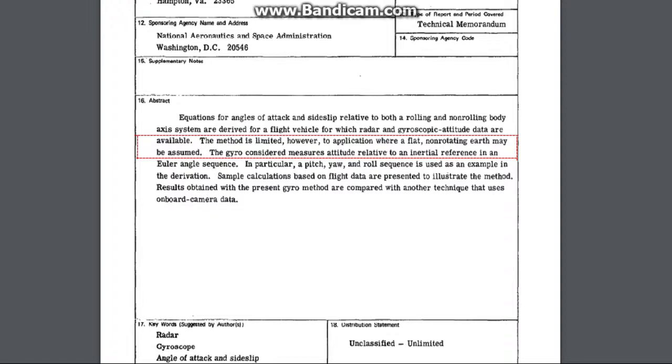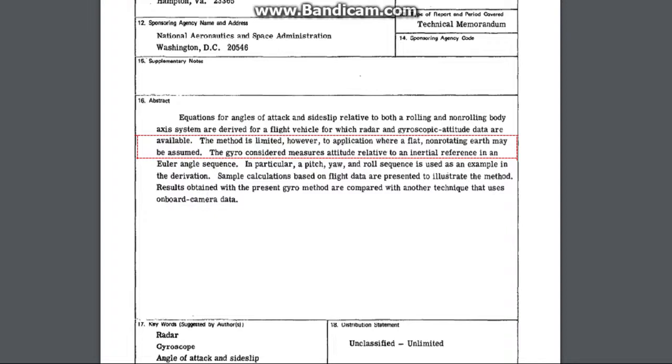Now, correct me if I'm wrong, but does that not mean that the gyroscope data and its function are only valid if a flat and non-rotating Earth are assumed? Yeah. And isn't the gyroscope used to maintain a level flight path over thousands of miles for all of aviation history? Yeah, just saying. Something else to think about. Anyways, number 5.